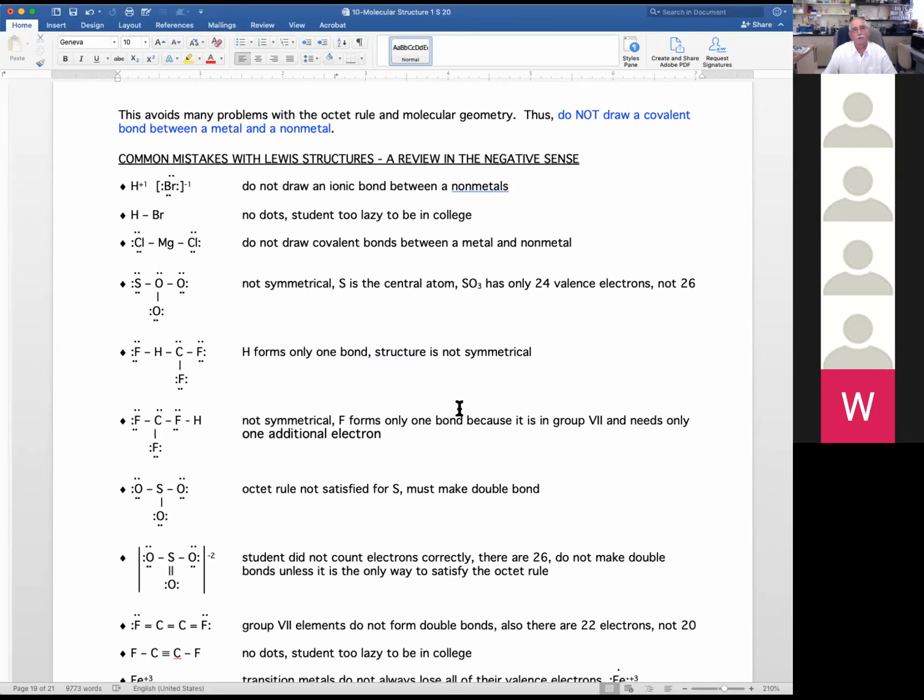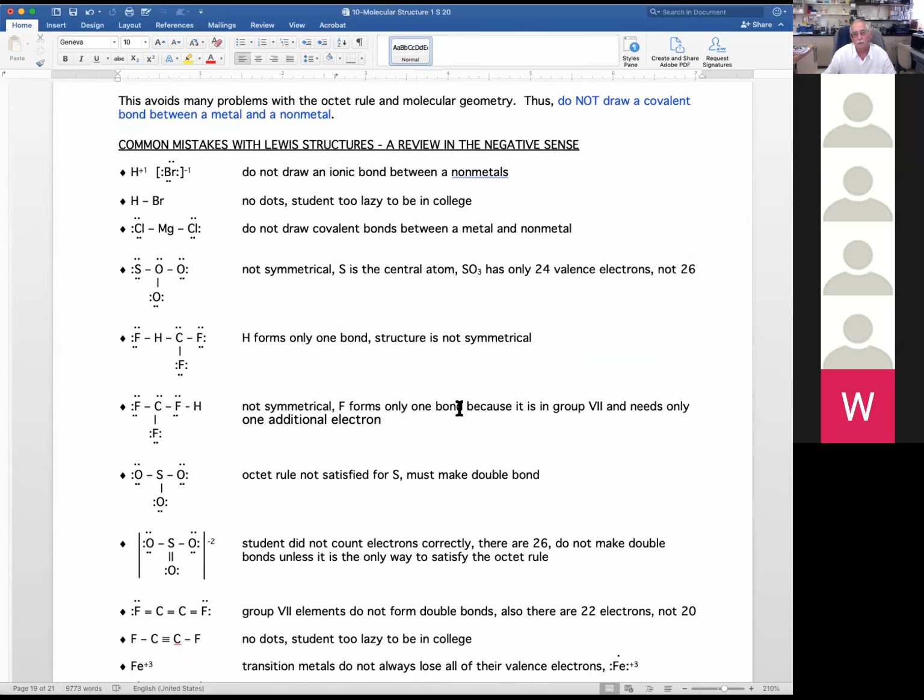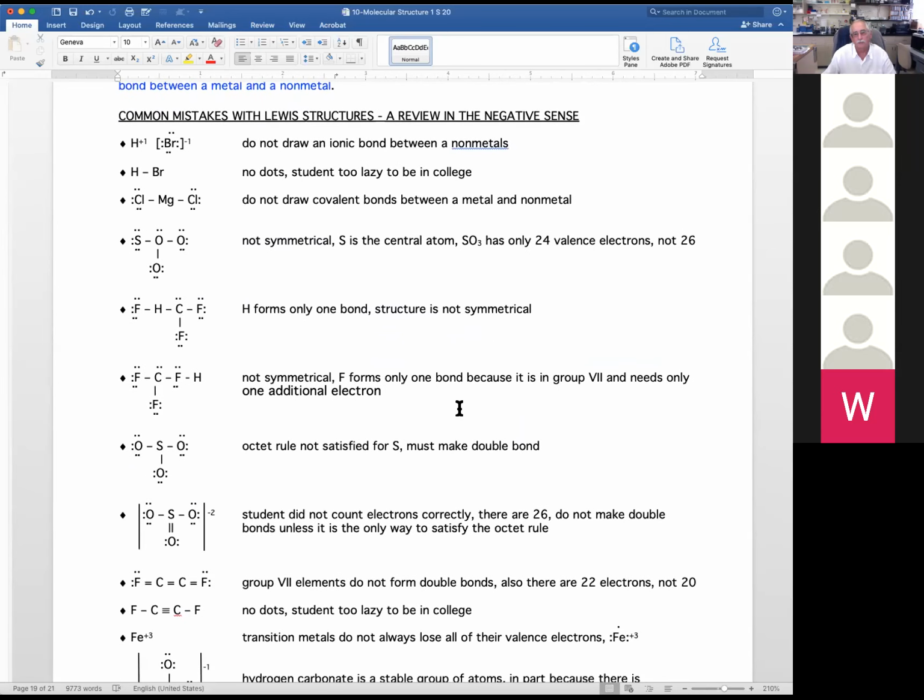So here's some common mistakes. It's like, here's what not to do. So what's wrong with this? Non-metal, non-metal. Why would you make an ionic bond between non-metals? We're not going to do that.